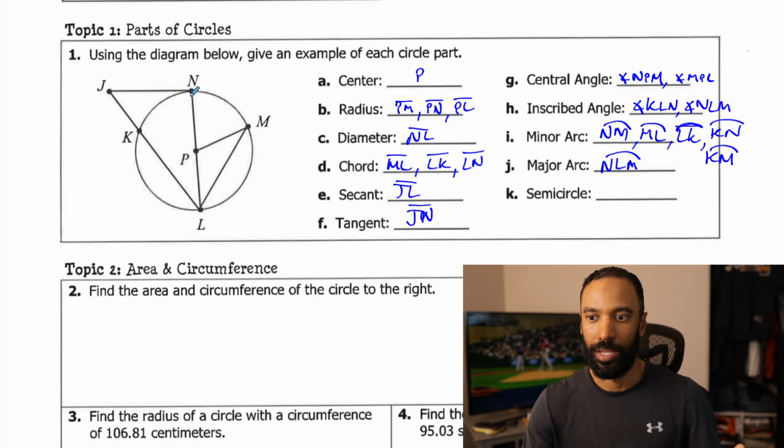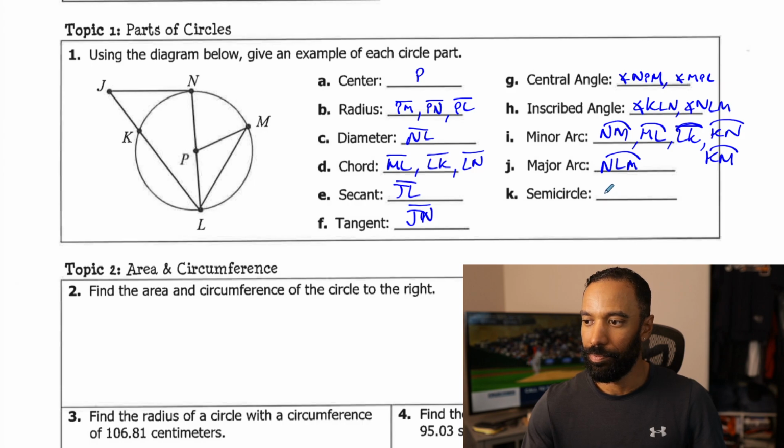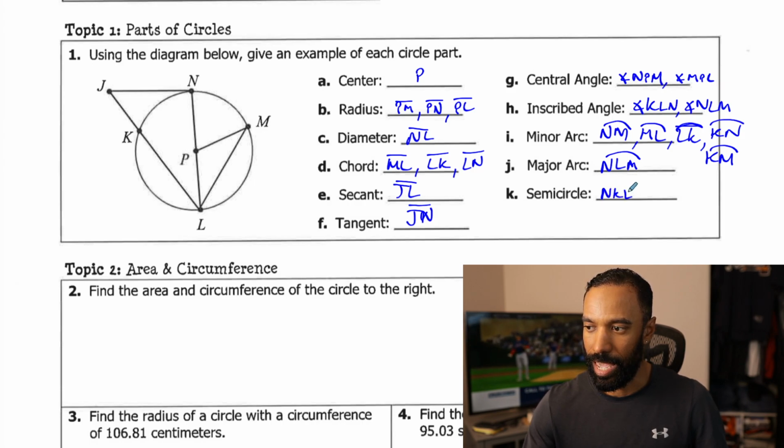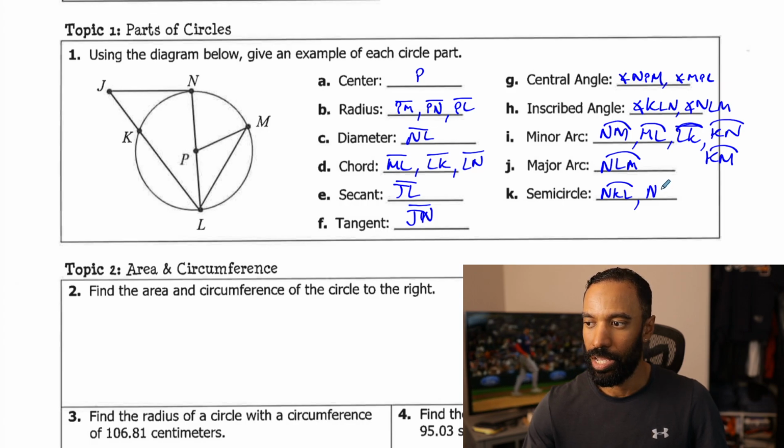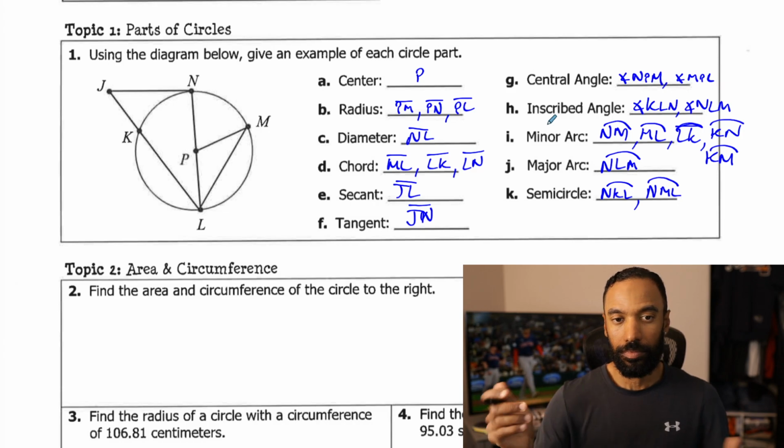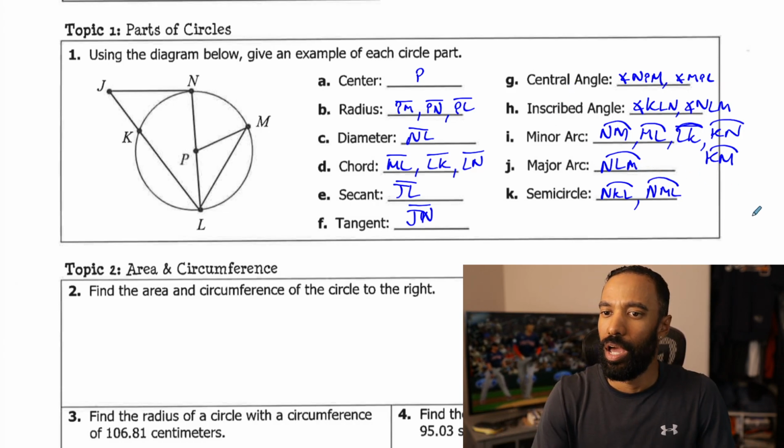Semicircle, there are 2 of them that we can tell. NKL on this side, and then on this side, NML. Both 180 degree measures. They go to the diameter. We do use 3 letters. We don't just say NL, because then we don't know which way we're going with it. All right, there's number 1.